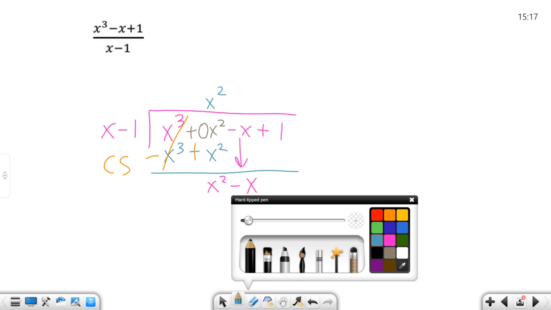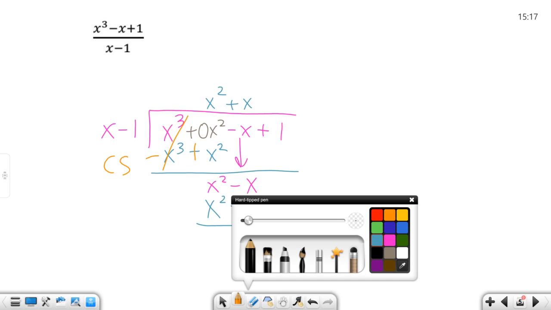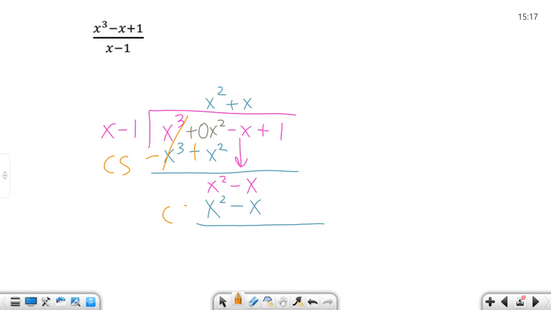What do I multiply by x to get x squared? Just good old x. What kind of x? Plus x. So x times x is what? X squared, that's why I did it. X times -1 is negative x. Is that right? And then what? Don't forget to change them signs. Minus here, plus here. That cancels, and wait a minute.